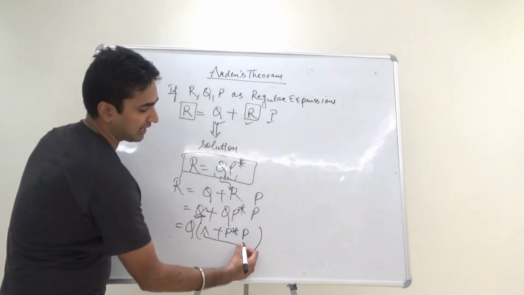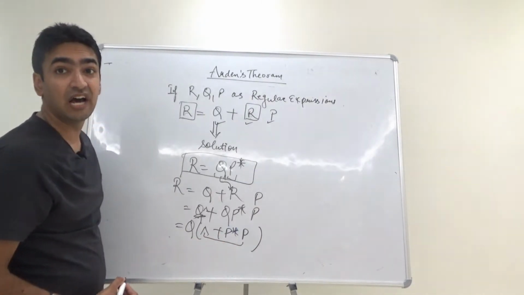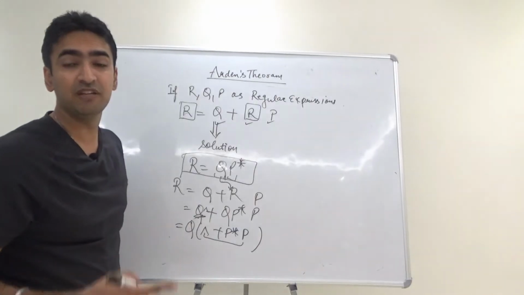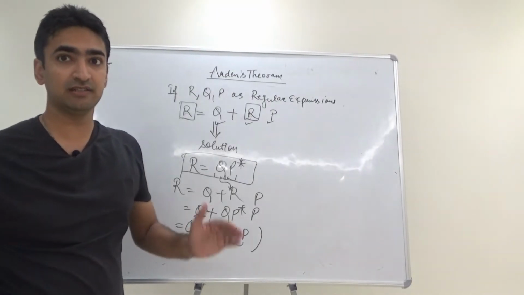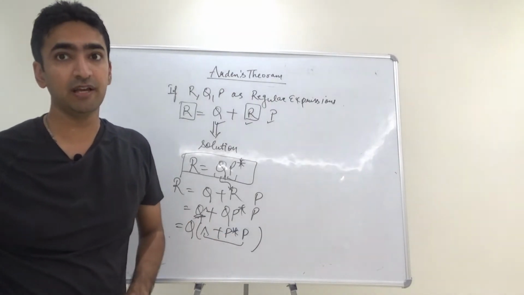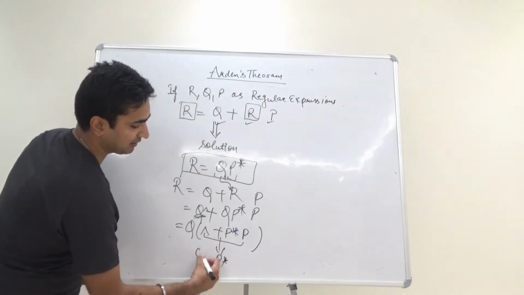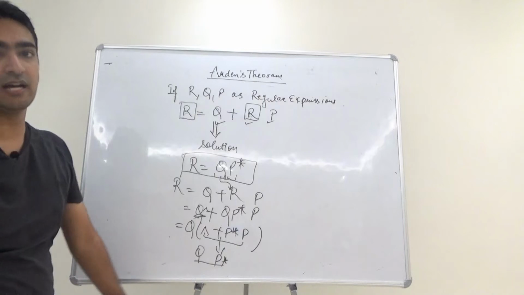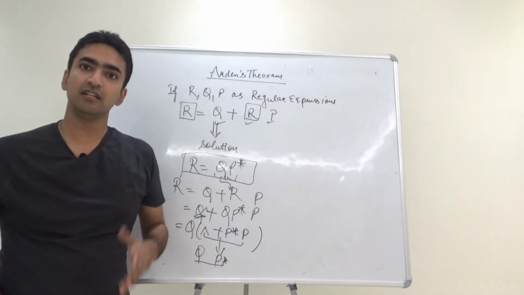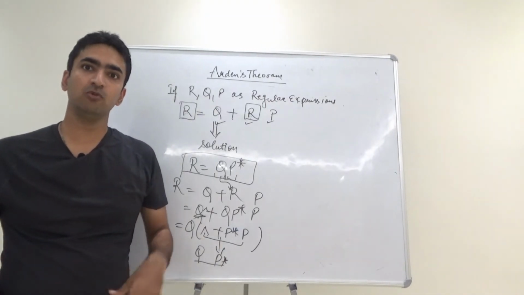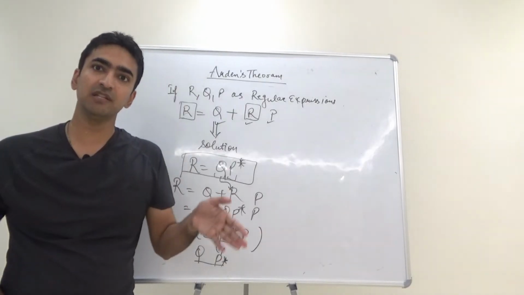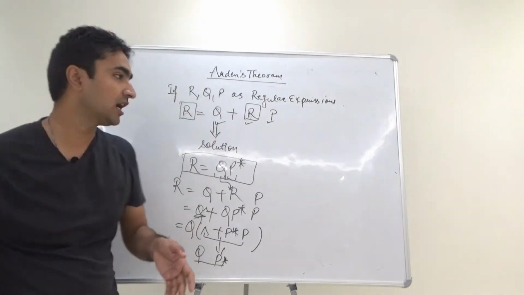Now we all know that null plus R star R is actually R star. In the previous videos I have explained that. The description links for those will be in this video. So this is actually P star and this is Q. So actually it is QP star. This is one proof. There is also another proof in which we can prove that R is equal to Q plus RP is actually R is equal to QP star.